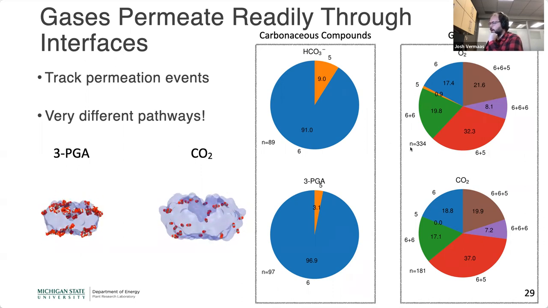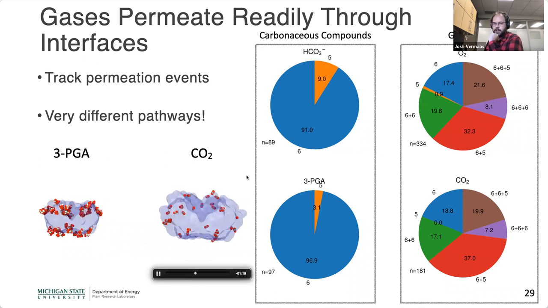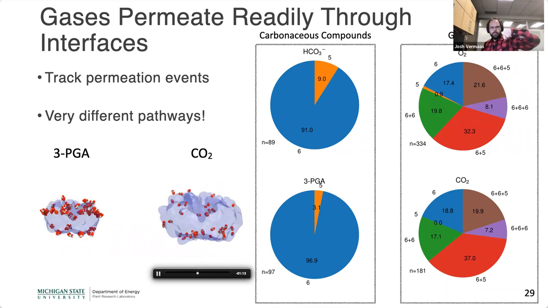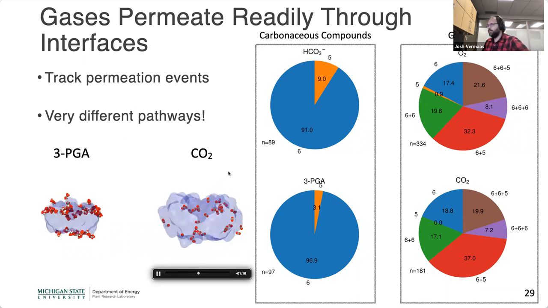The other thing that really caught my eye was, well, hey, look at this. We get 300 permeation events over our simulation length. Here we get like 90. It's faster actually for carbon dioxide or oxygen to leak out compared with bicarbonate. So it actually kind of looks like these things may not be very selectively permeable at all. And they might just keep gases in, at least for a little bit, before they eventually find their way back out.